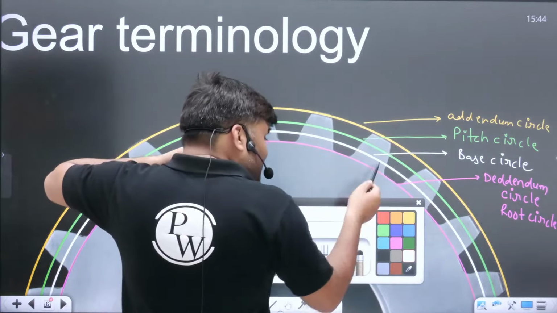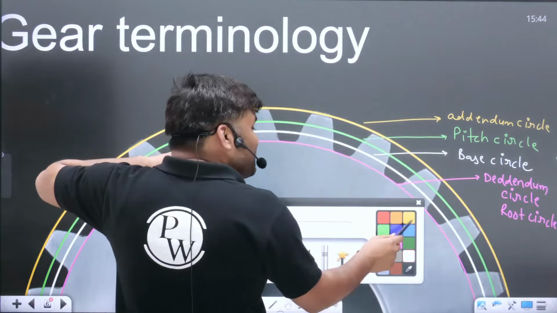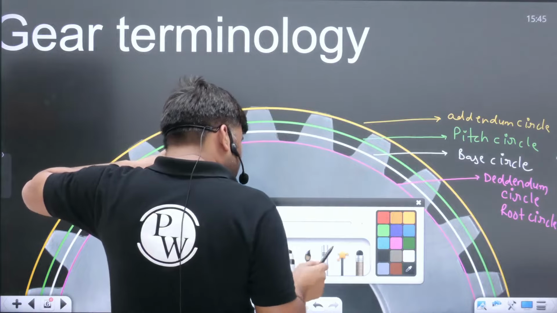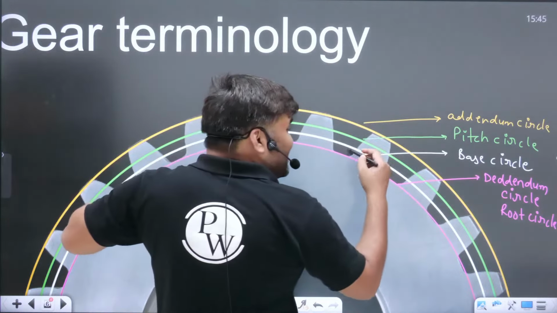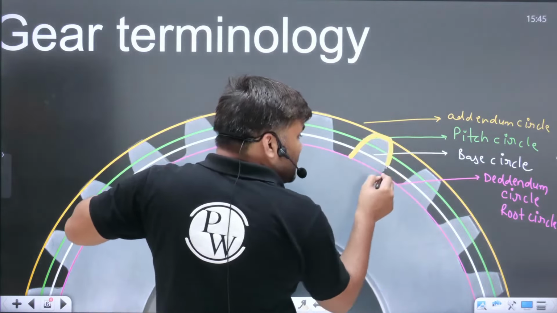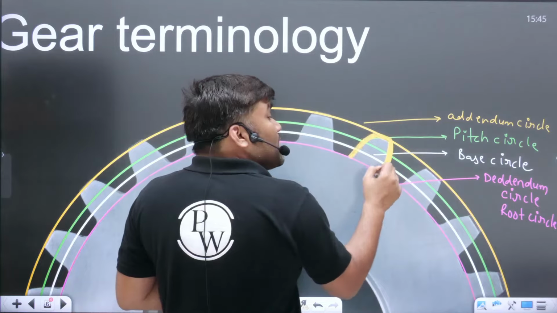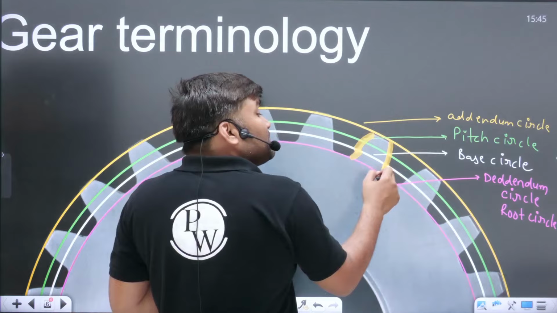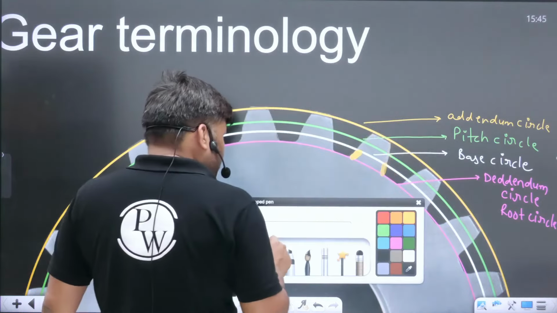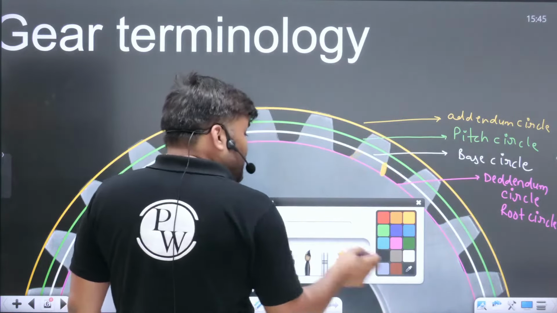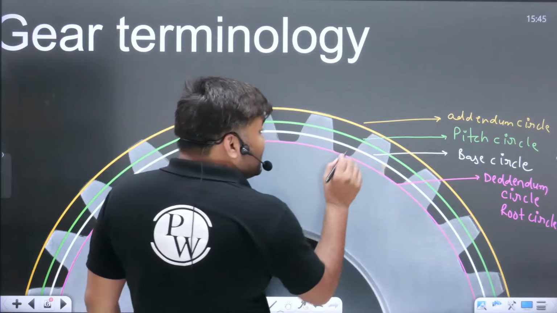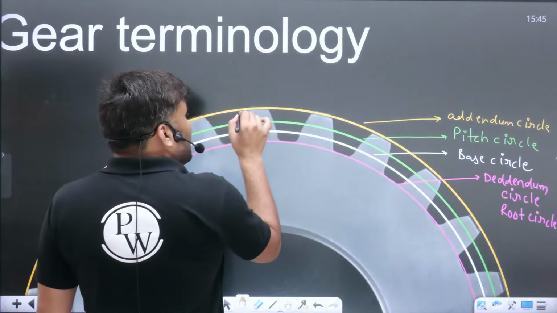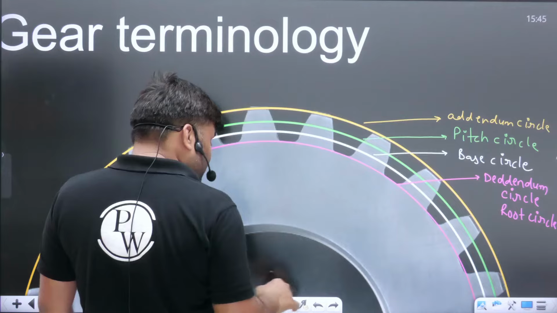Sir, in this diagram we can easily see this is your tooth, and the portion of the tooth which is above the base circle is involute. But some portion of this tooth is also below the base circle. This portion is a non-involute portion. Let me write: above the base circle, this is the portion which is involute in nature.